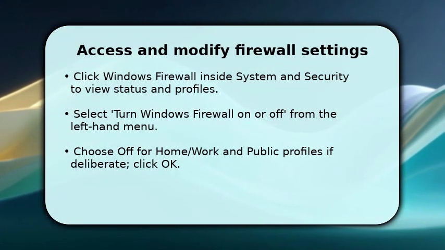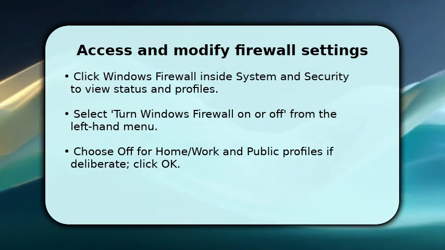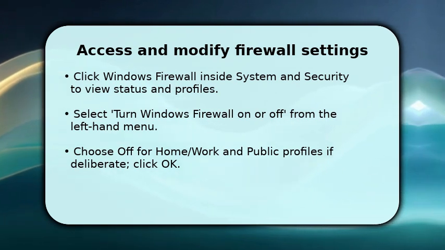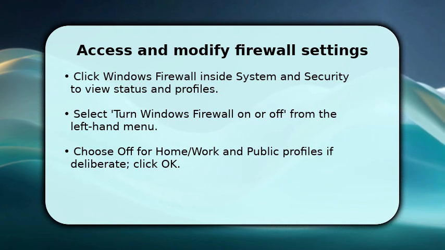Once you're in Windows Firewall, scan the status panel to see which profiles are active so you understand the scope of change. Next, click the link labeled Turn Windows Firewall on or off in the left-hand menu. That opens the specific profile controls.